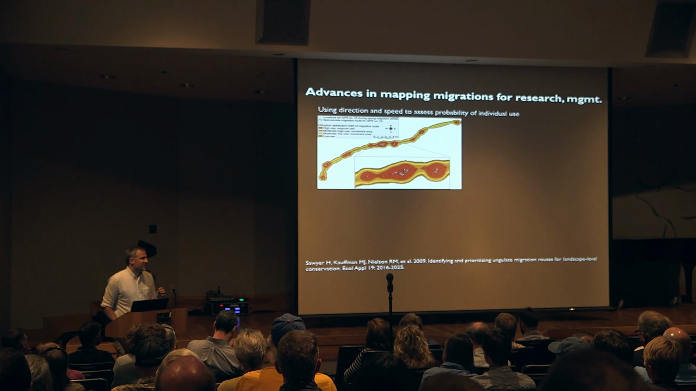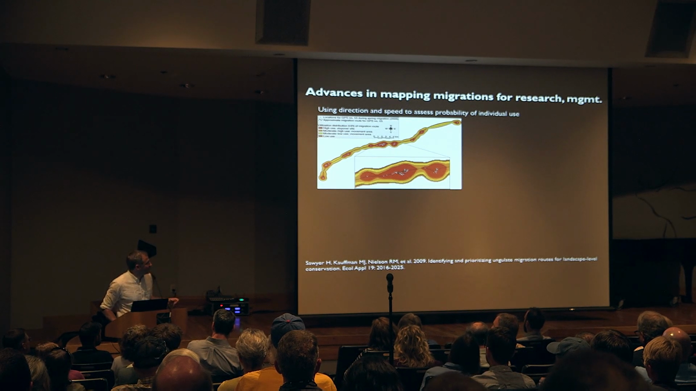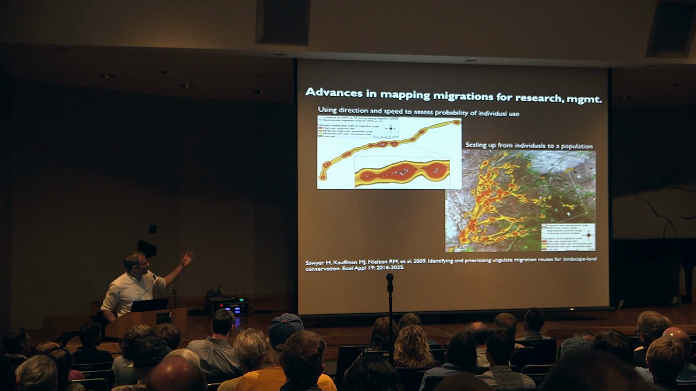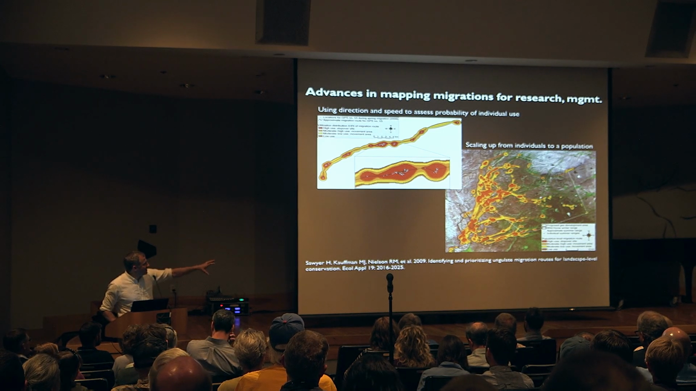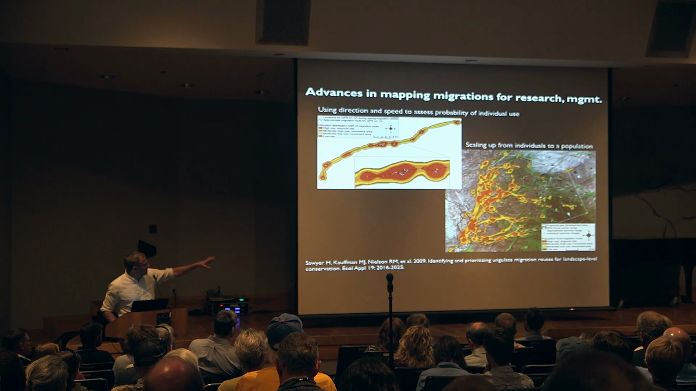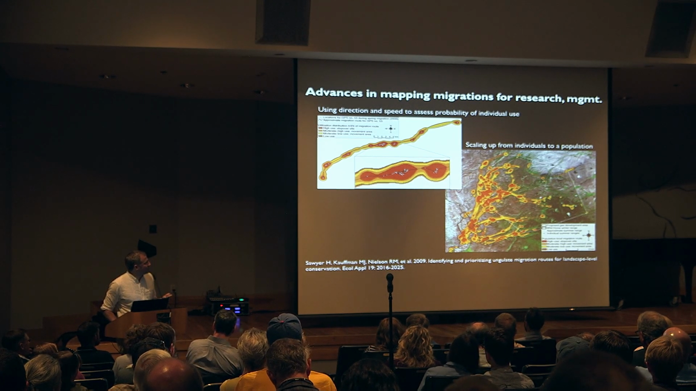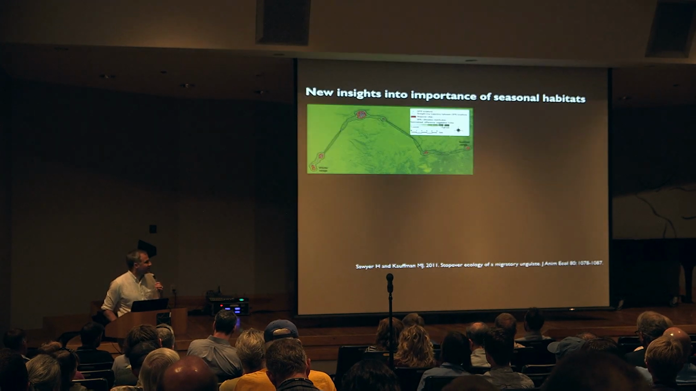Because you go from a line on a map to a two-dimensional surface that actually means something in the context of management. And then we can scale that up from individuals, kind of averaging to the population level, and pick out high-use corridors. In this case, you're seeing those in red versus lower-use areas in kind of yellow and brown in this figure. That's been a really important advance that feeds into many other things that we've been seeing.